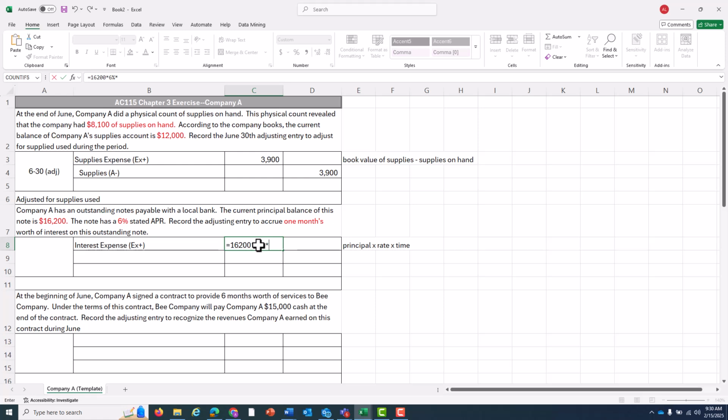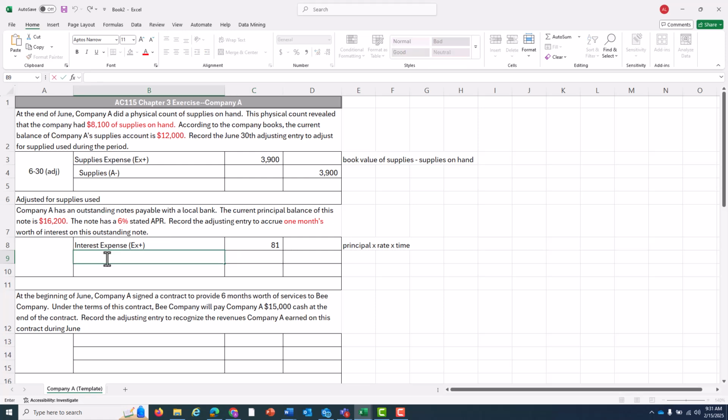That's 6% for the year, but we're only adjusting for 1 month, so I need to multiply by 1/12. And I come up with $81. $81 worth of interest has accumulated on this note during the month of June, and we get to record the expense in the same period that it accumulated.